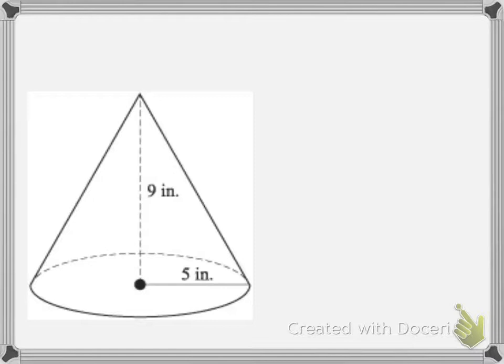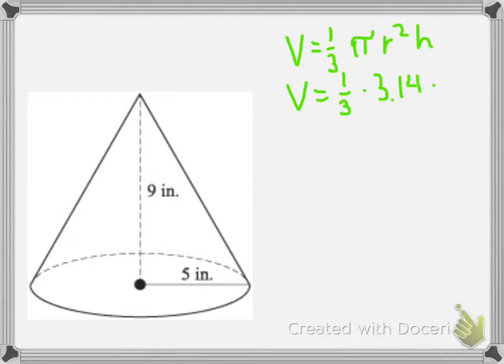Okay, now I'm back with another problem. So we use the formula for the volume of the cone, which is volume equals 1/3 pi r squared times height. So the volume equals 1/3 times 3.14 times the radius squared, which is 5 to the second power, times the height, which is 9. As you can see, 9 is divisible by 3, so we cross them out. So 9 divided by 3 is 3.